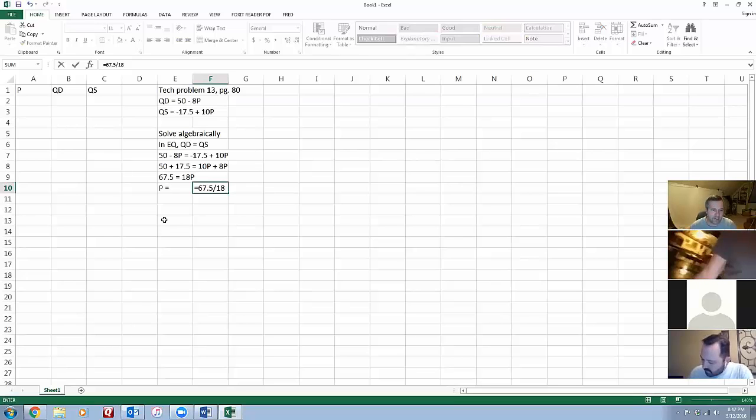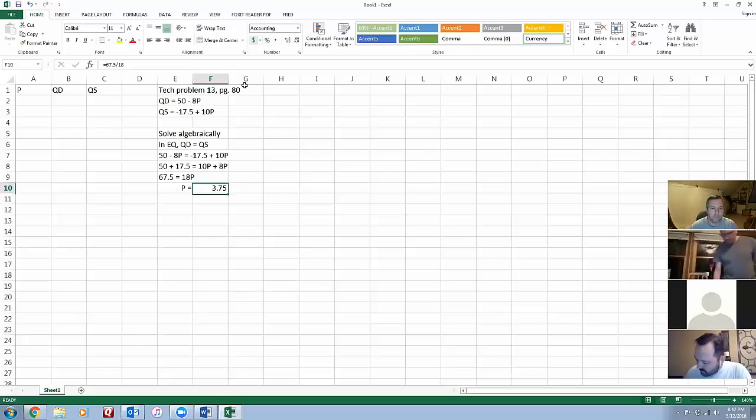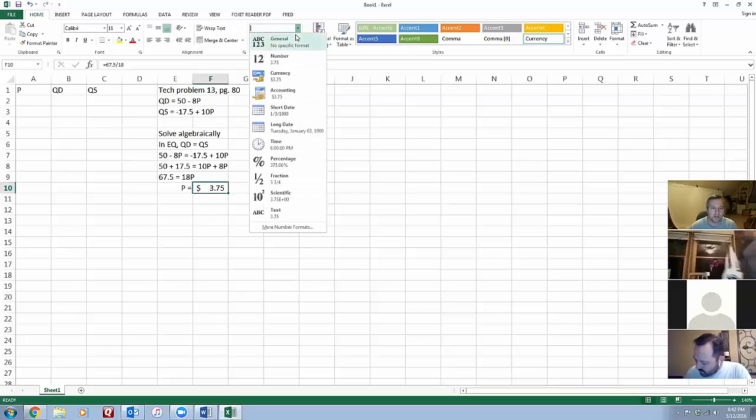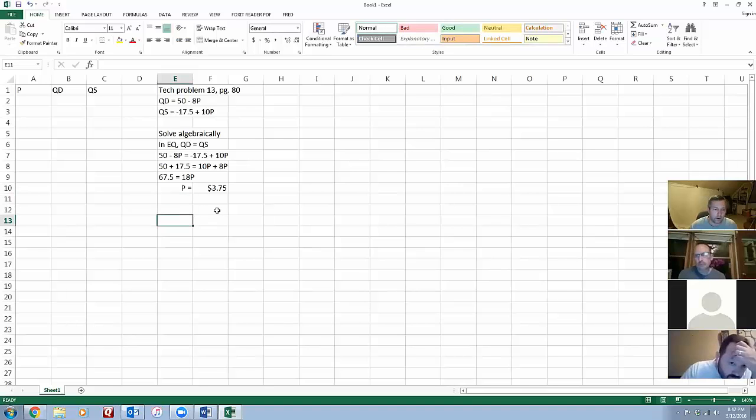You guys can probably do that in your heads, but I can't. So $3.75. That looks like my, currency should be the default. Why do I need this much space between the dollar sign and my number? So do it currency, thank you. Okay, so I know that my equilibrium price is going to be $3.75, and you could test that.